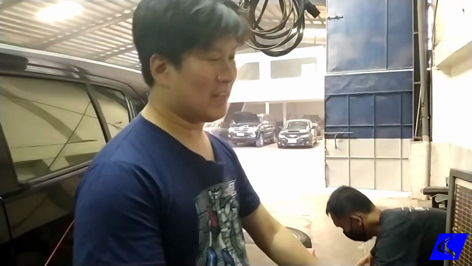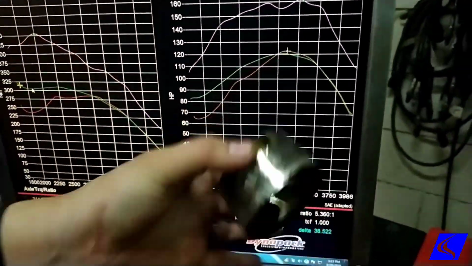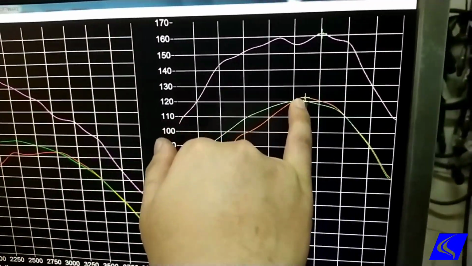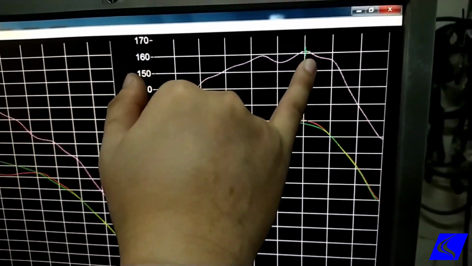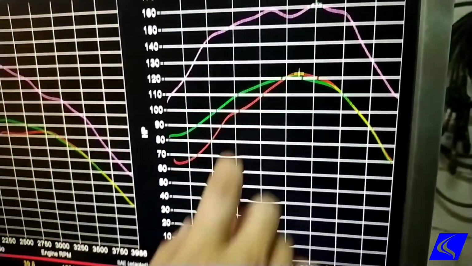We're done with the reflash now, and this is what we got. Instead of this junk here, we get real horsepower and real gain. So from 120, we're now at 160 peak. The big gains are here at the low RPM level.